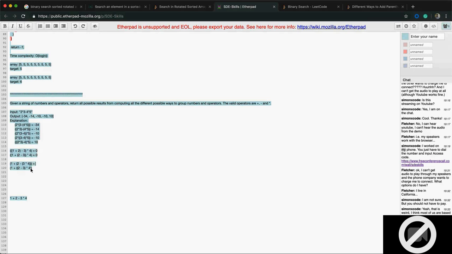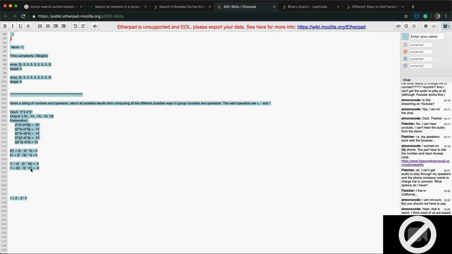So what should be the answer at line number 119? 3 into 4, 12. 12, 11. And then 2 minus 12, 10, and then minus 10. Minus 10. Minus 9. Minus 9. And what should be the result here? 2 minus 3 minus 1 minus 4 minus 3.